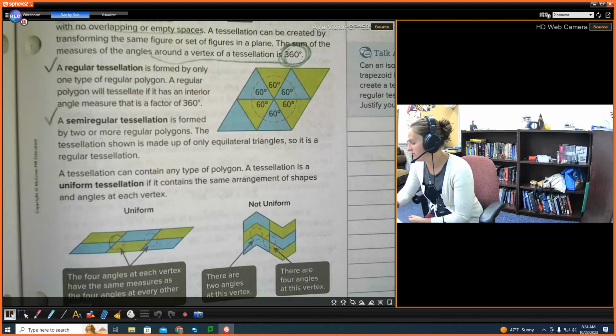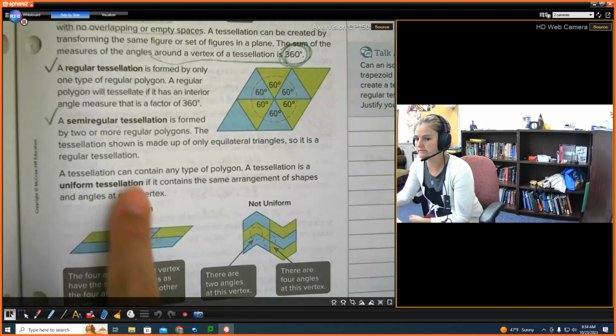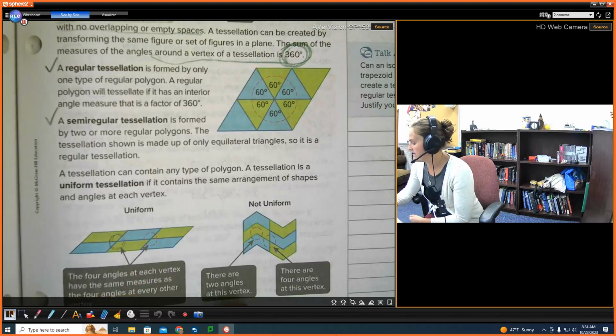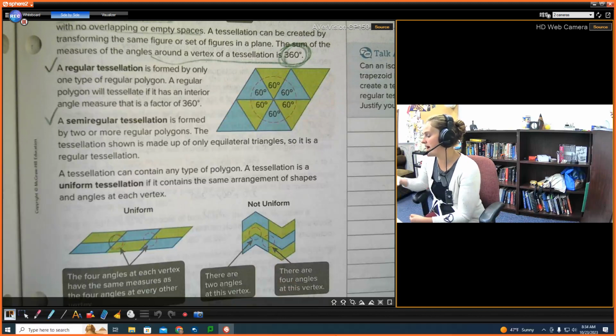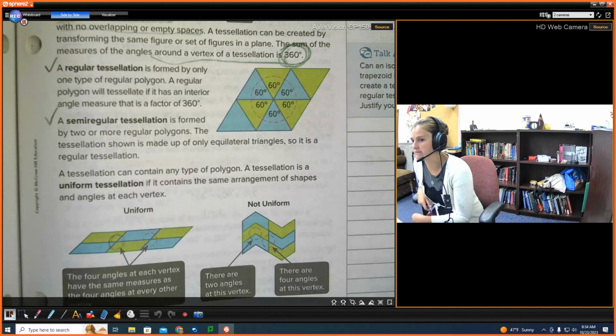So the four angles at each vertex have the same measure as the four angles at every other vertex. That's what makes it uniform. So if in this case, there are two angles at this vertex, and there are four angles at this vertex, so not every vertex is going to have the same amount.